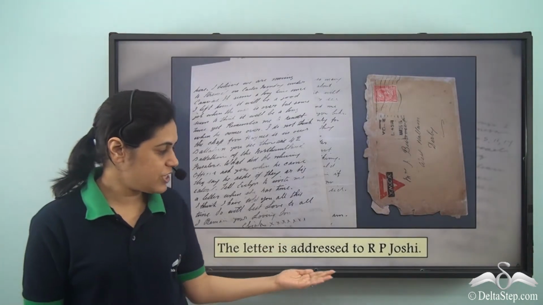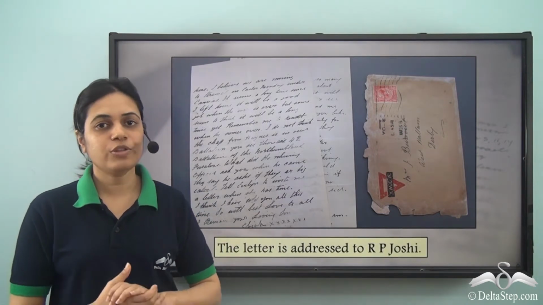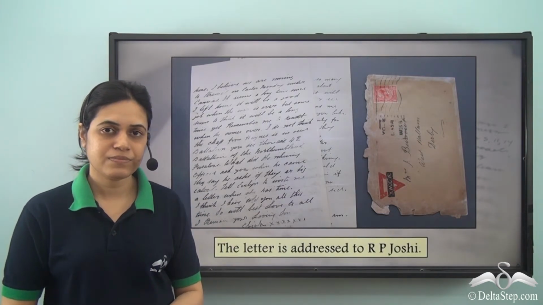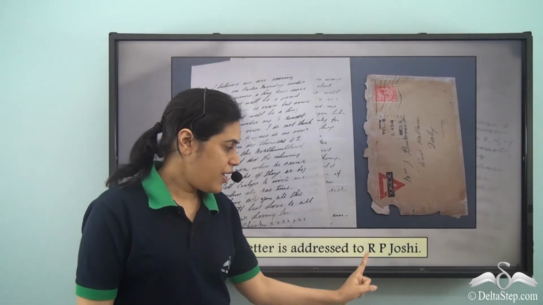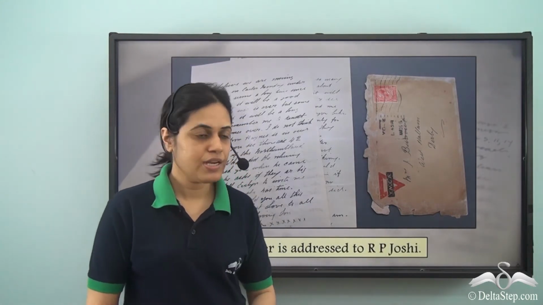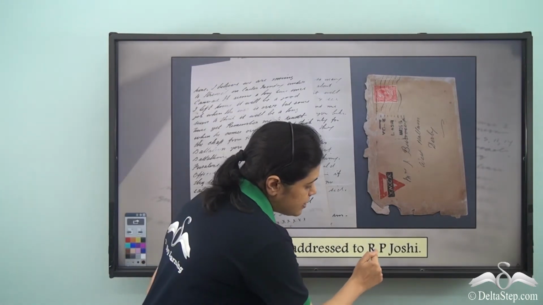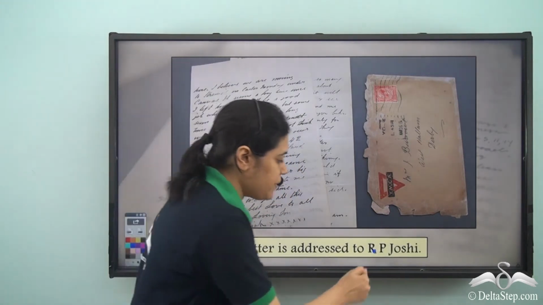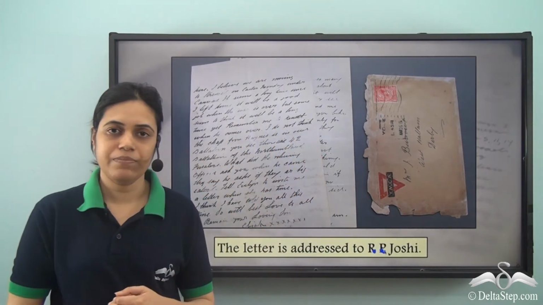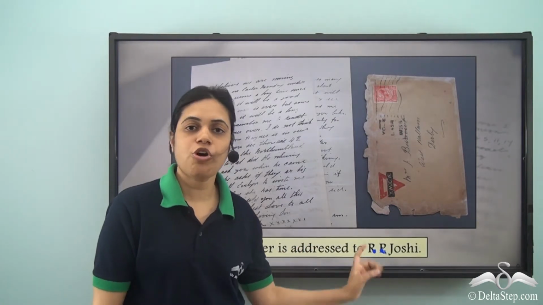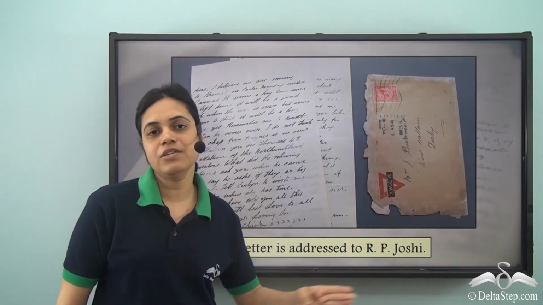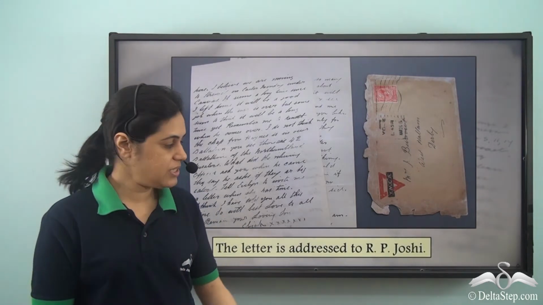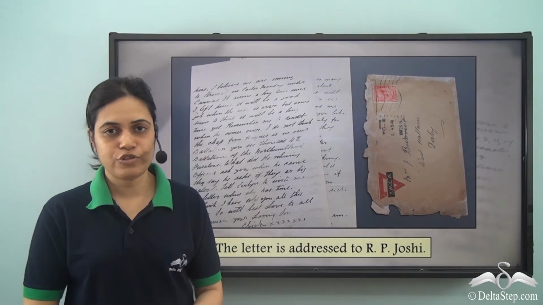The letter is addressed to R.P. Joshi. Can you put the full stop at correct places? The letter is addressed to R.P. Joshi. Now R and P are the initials. R is the first letter of first name and P is the first letter of middle name. So I need to put a full stop after R and after P. So I can write it as the letter is addressed to R.P. Joshi. So after initials, I always need to put a full stop.